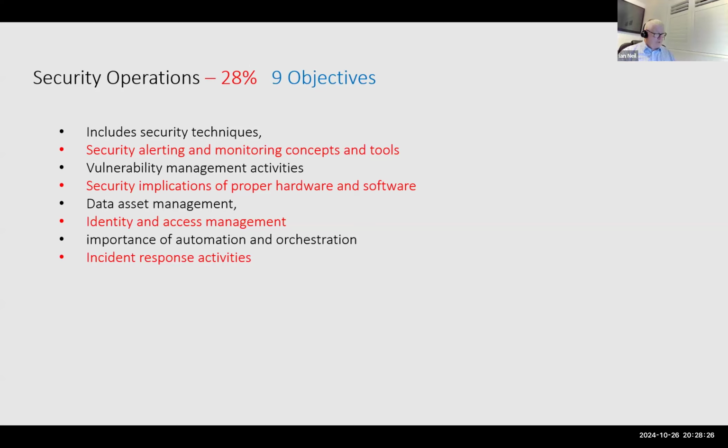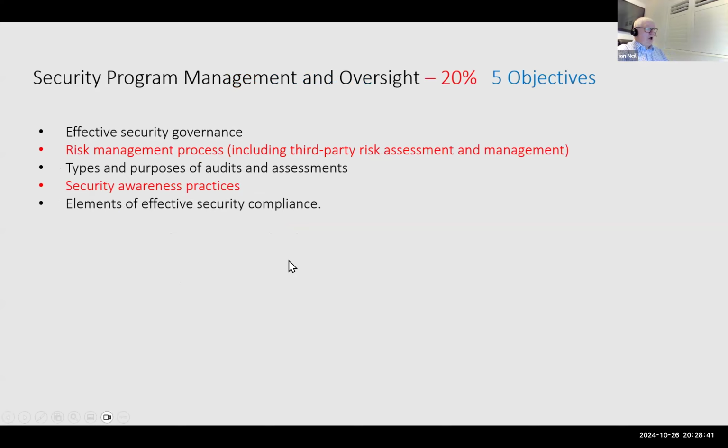And then they've brought in something new, the importance of automation and orchestration. And then chapter 21 in my book is incident response activities. And this has always been heavily tested. And then you've got security program management and oversight. So what I think they've done to 601, they've taken about 20% of the technical information out of 601, and they've put about 25 to 30% more information in 701. Because if you look at my 601 book and my 701 book, my 701 book's 150 pages more.